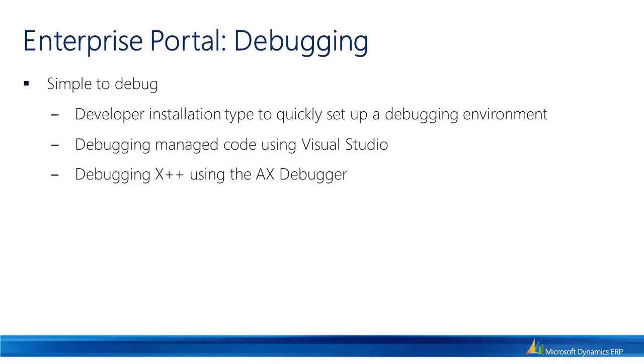In this video, we will see how Enterprise Portal makes it really simple and easy to debug code. In the current release, we have added a developer installation type to help you quickly set up a development machine for debugging. We will also be seeing the settings and processes required to debug both managed and X++ code in Enterprise Portal.